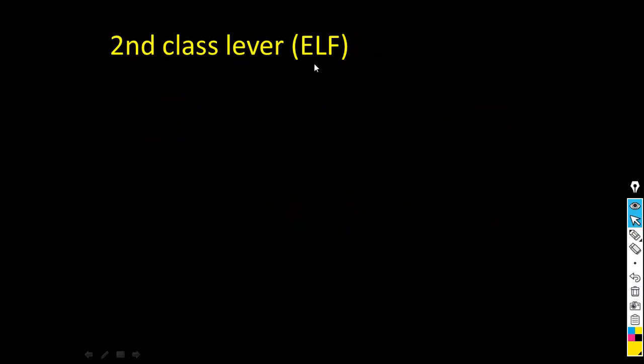Okay, so what is the second class lever? It's effort, load, and fulcrum. So let me draw that. We have the fulcrum at the end, then we have the load over here. Fulcrum, load, and then we have the effort in this way.